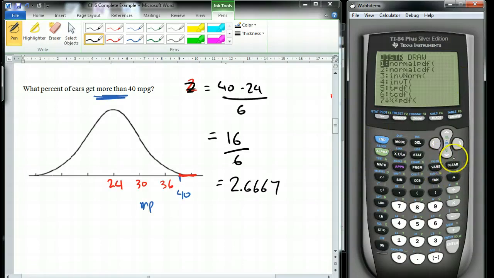Second function, variables, normal CDF, 2.666. You can just keep hitting the 6 here. The more decimal places, the better while you're doing your calculations. And then for the upper boundary, you can just hit 99. Anything bigger than 10 is quite extreme, so as long as you get it up there, it shouldn't affect your answer too much. All right, there it is. So really not even 1% of all cars here.